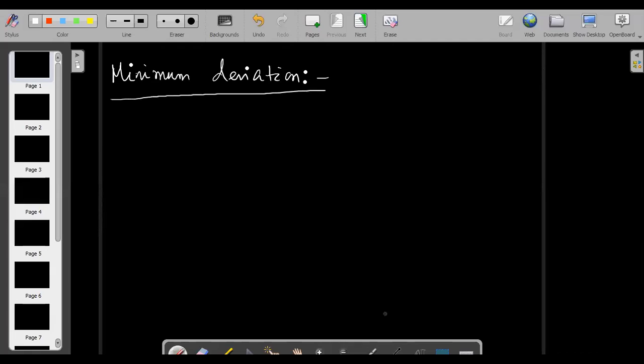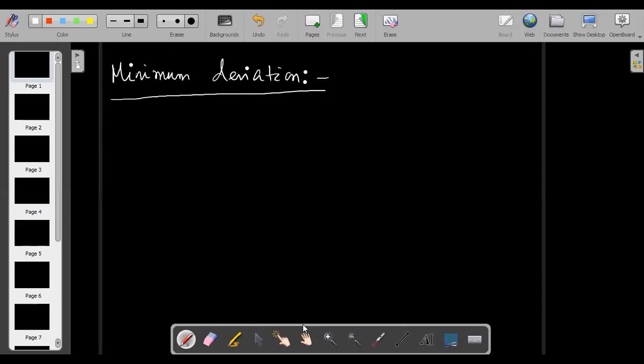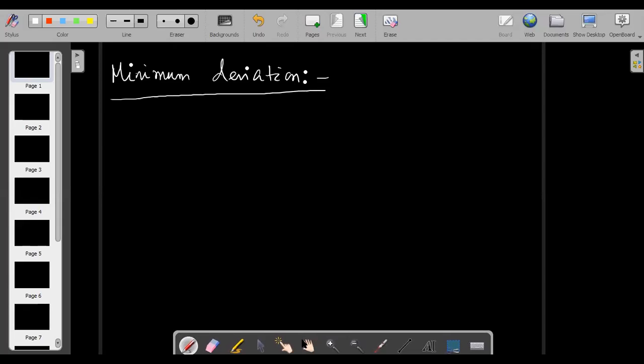What is minimum deviation? Same diagram, no change in the diagram. I have to see the same diagram. I already have drawn this, so don't draw anything.